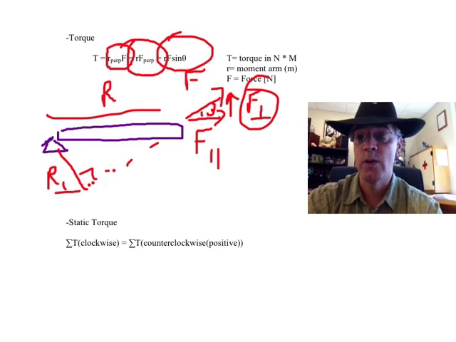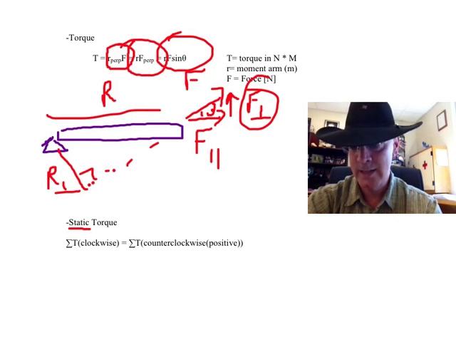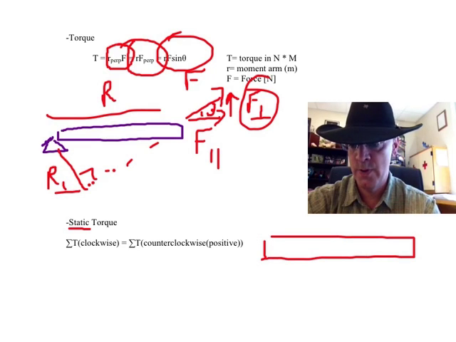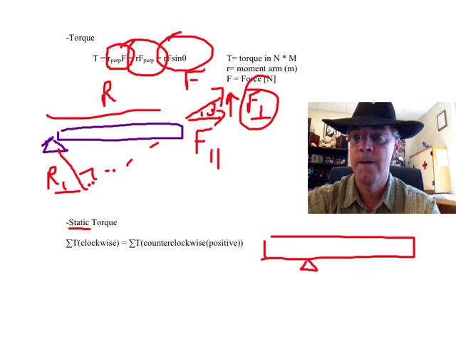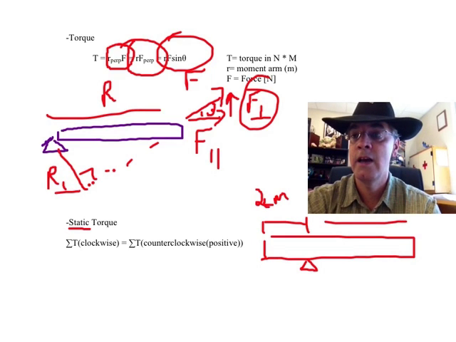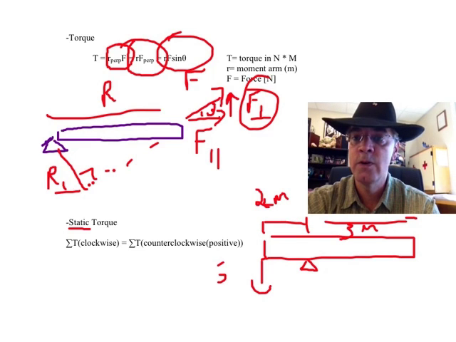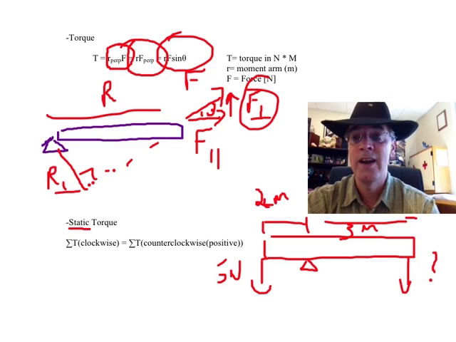If we go down to static torque, static means that it's not moving. We know what static means. And so what we'll get in a static torque problem is we'll get a bar and they'll put the fulcrum in the middle, right there. And they'll say this here is 2 meters. They'll say this there is 3 meters. I'll say over here I'm applying 5 newtons force. And I want to know what force over here would make that not move.